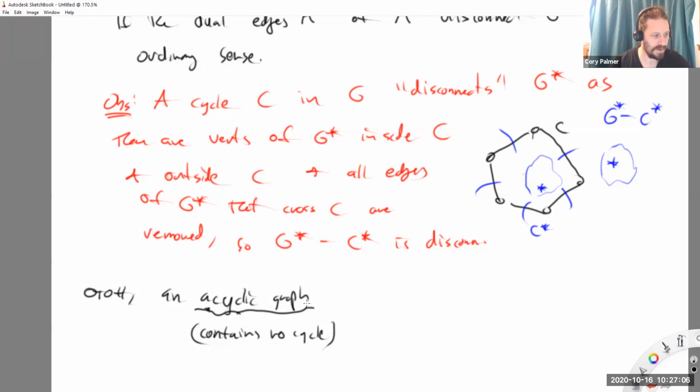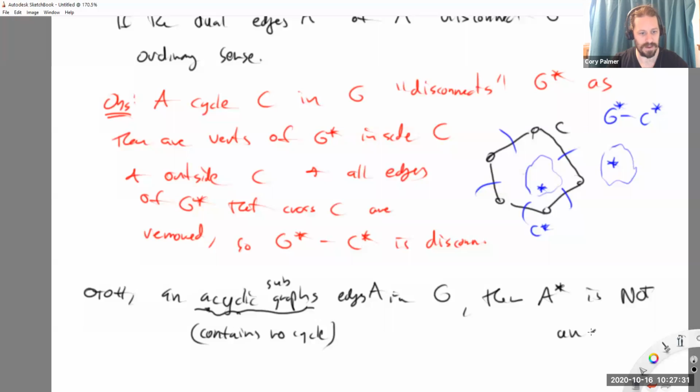Let's even say in acyclic graphs, subgraphs, edges in G. So what I'm saying is, if I take a set of edges in G that don't form a cycle, let's call them A, then A star is not an edge cut of G star. Okay, let's look at the example here.